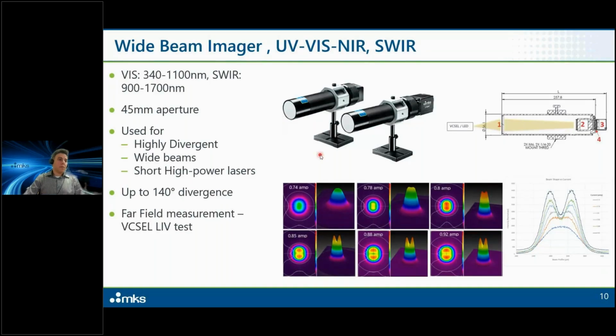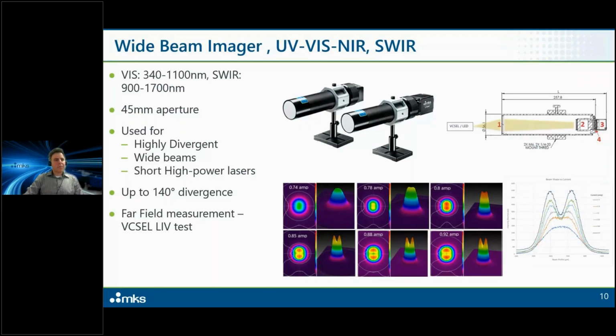This instrument is frequently used for far field measurement of VCSELs, for example, some LIV test, where the user changes the current or the voltage applied on a VCSEL, and this causes both the power and the divergence of the VCSEL to change. All this can be documented by the BeamGage software, and the charts, the profiles, could be compared in one single chart using some export to Excel or CSV. This allows the user to perform a VCSEL LIV test with the BeamGage.